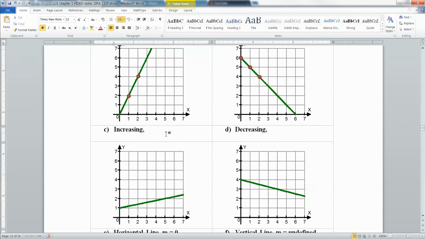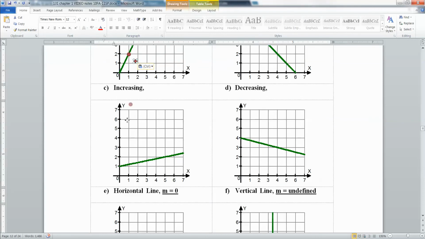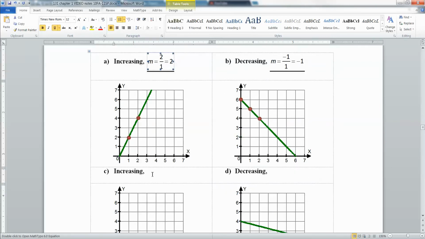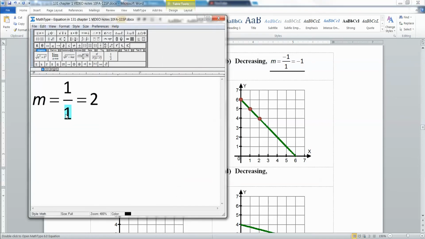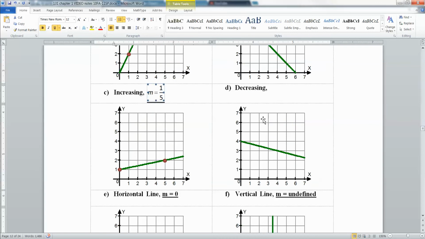Let's see here. I got to find some points on the grid. So looks like we go through 0, 1, and then I got to keep searching for another point. And looks like 5, 2. Okay, so my rise is 1, so I lift 1, run 5. So my slope is rise of positive 1, run of positive 5. There's my slope, 1/5. Okay. All right, now what about the last one?